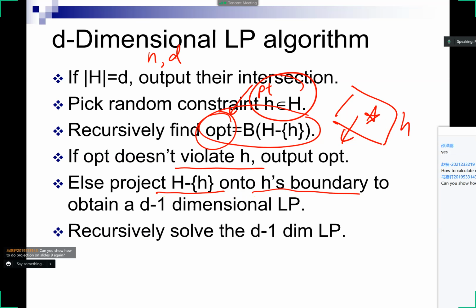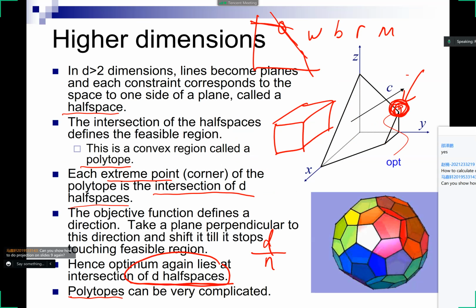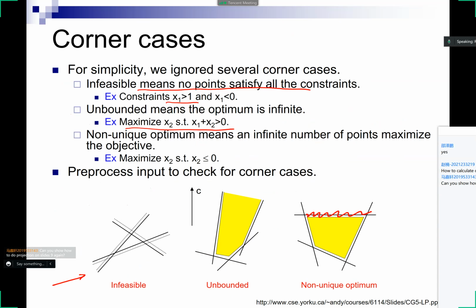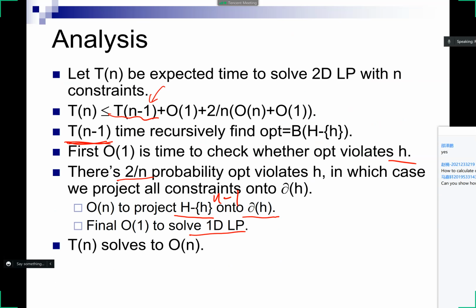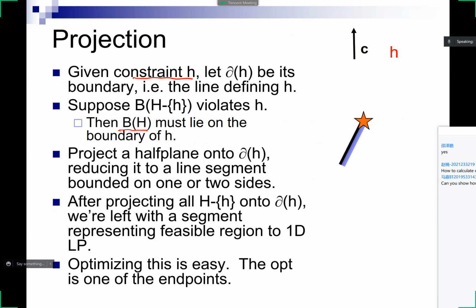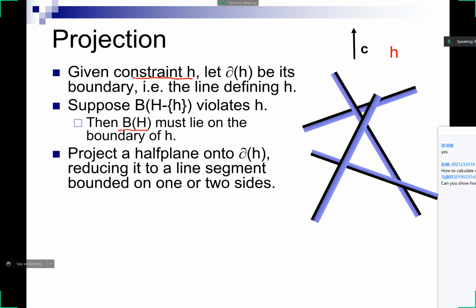Can you show how to do projection? Yeah, sure. So the projection is, suppose we know that the optimum lies on some constraint, little h over here. Actually, we know that it lies on the boundary. So we know that it lies on this line over here.